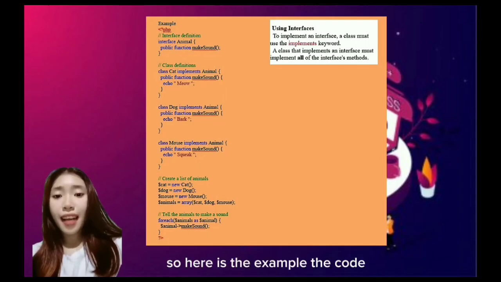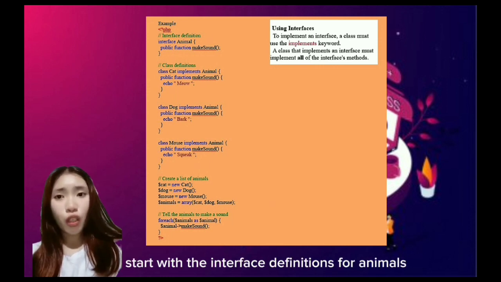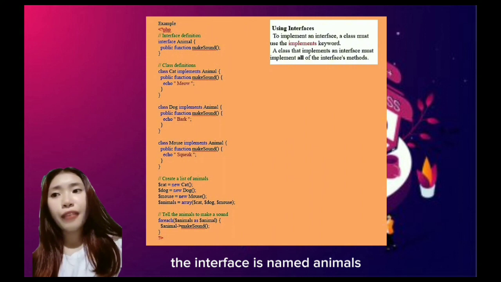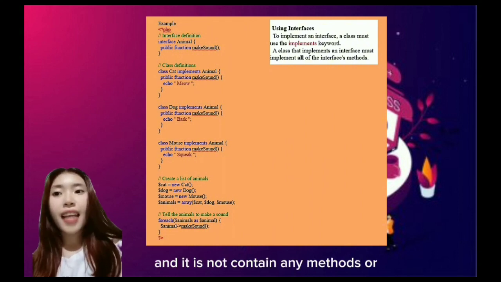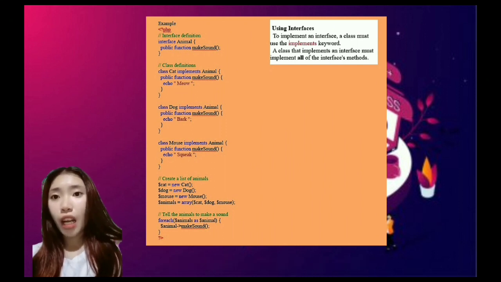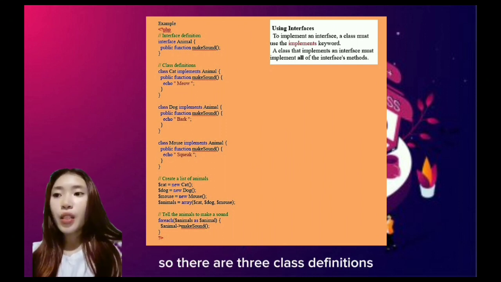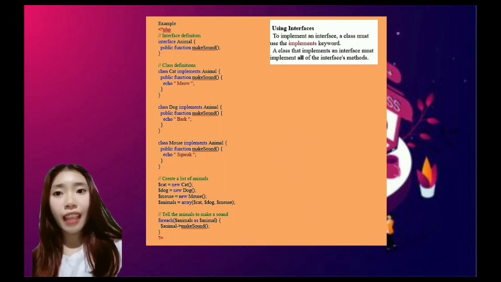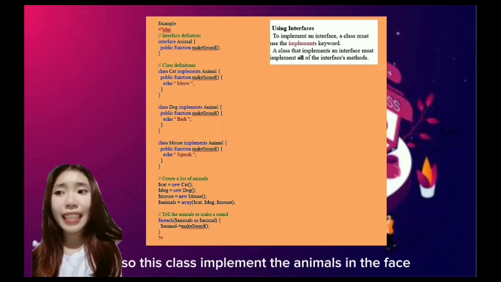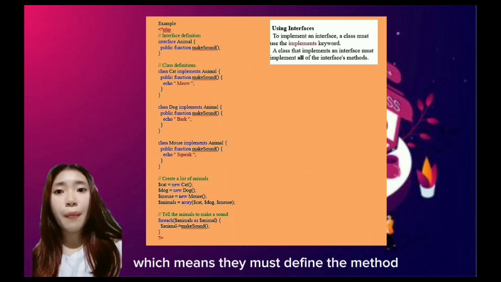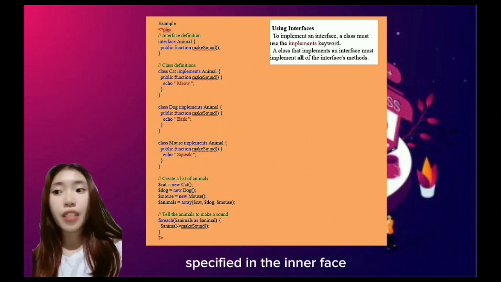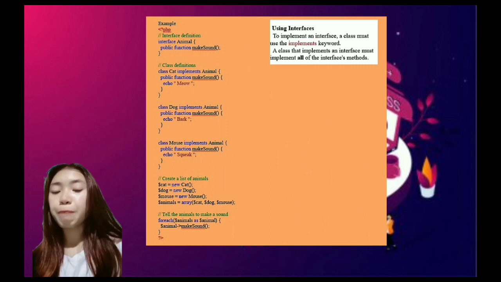So here is the example. The code starts with the interface definitions for animals. The interface is named animals and it does not contain any methods or properties. So there are three class definitions. We have cat, dog, and mouse. These classes implement the animals interface, which means they must define the method specified in the interface.